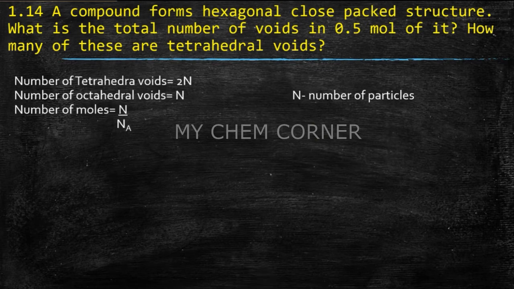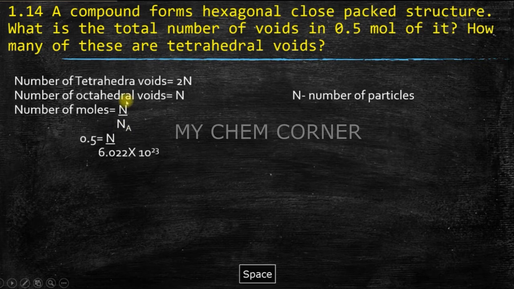We all know that the number of moles is nothing but the number of particles divided by Avogadro's number. This we have all learnt in mole concept also. The number of moles is equal to the number of particles divided by Avogadro's number. In this case, the number of moles we know, which is 0.5 mole in the question. NA is a constant. We need to find out what n is. When we substitute the values here, n is equal to 3.011 × 10^23 after we cross multiply them.